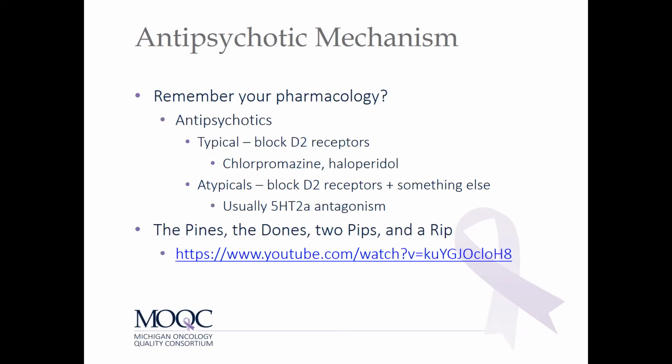Now, when we talk about hyperactive delirium, it's really all about pharmacology. Our typical antipsychotics, like chlorpromazine or haloperidol, block D2 receptors, whereas our atypicals start to pick up 5-HT2A antagonism.